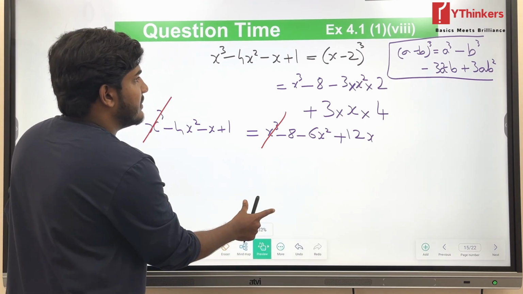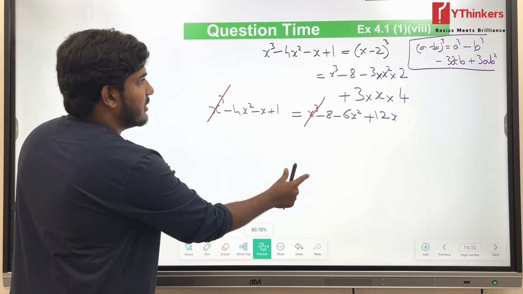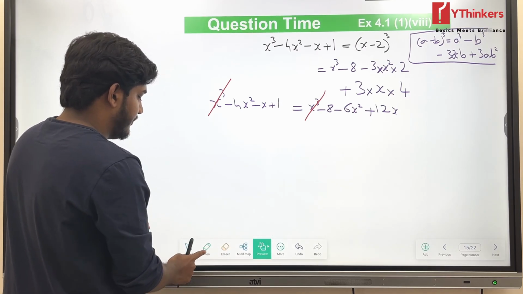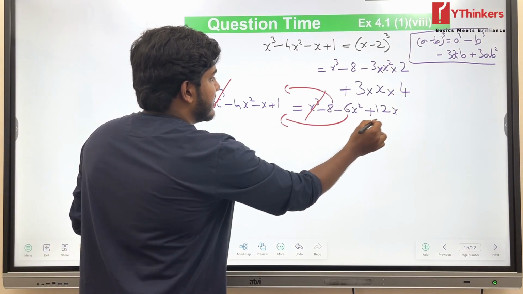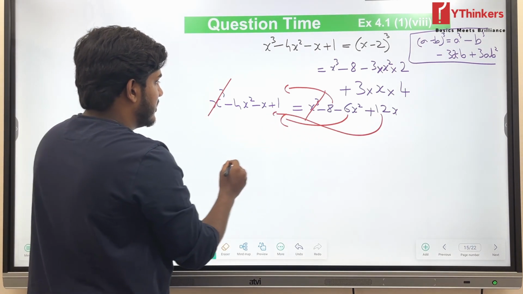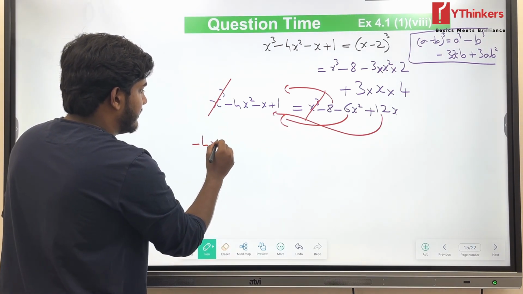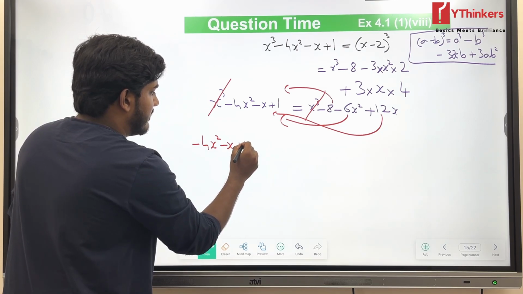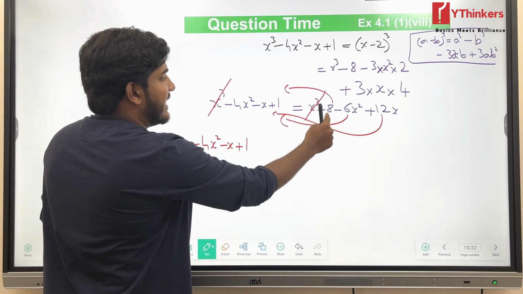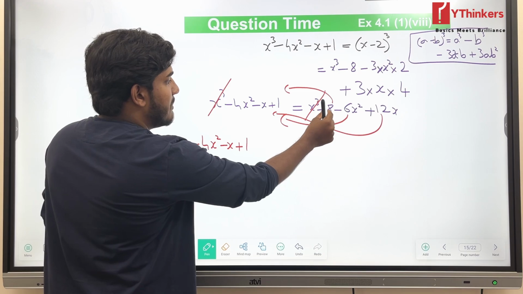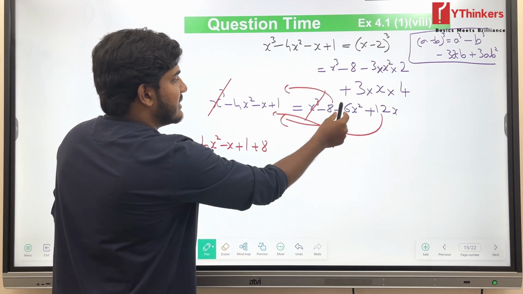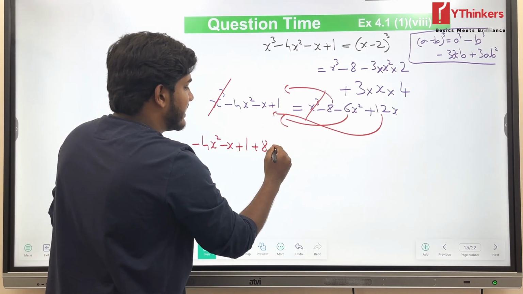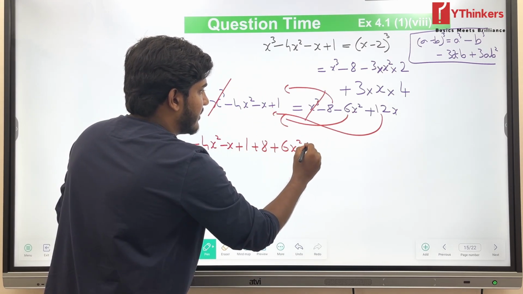So let me, I want more space. What I'll do, I'll take this 8 this side, I will take this 6x square this side, I will try to bring this here. So I can write 4x square the same, minus x the same way, plus 1 also written the same way. So if 8 comes here, this is minus 8, no, minus 8 when it comes to the other side becomes plus 8, correct? Minus 6x square if it comes this side becomes plus 6x square.